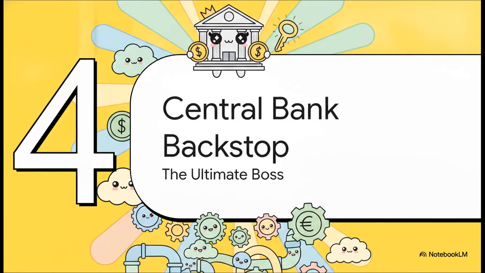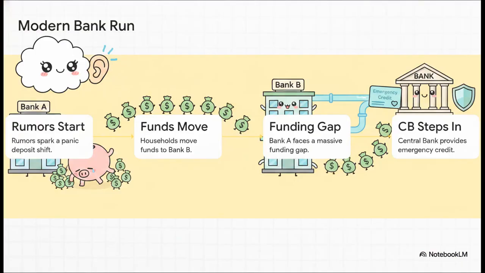Section 4. The Central Bank Backstop. Let's trace the exact plumbing of a modern bank run. Today, bank runs usually aren't people lining up outside in the rain for paper cash. Instead, rumors spark a panic on social media, and households digitally shift their deposits from Bank A to Bank B in seconds. Suddenly, Bank A faces a massive funding gap. Bank B has excess money now, but they are way too scared to lend it back to Bank A. If nothing happens, Bank A goes under. And this is exactly where the ultimate boss, the central bank, steps in to provide emergency credit to Bank A, just to keep the pipes flowing.